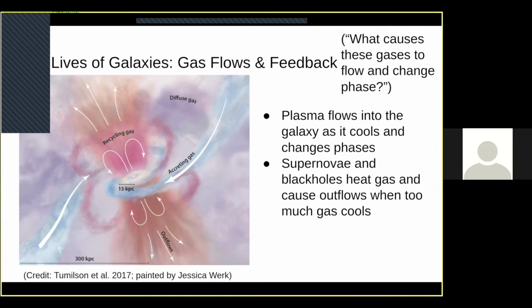And galaxies live their entire lives in a cycle like this, where they're cycling between gas cooling and condensing into the disk and gas being pushed out because too much gas is cooled. And this is what I'm referring to when I say that they breathe. Breathe in, cool the gas, form stars, breathe out, explode in a supernova, push that gas further out.